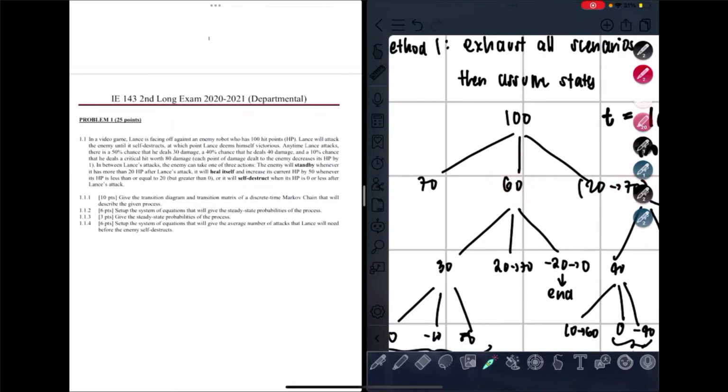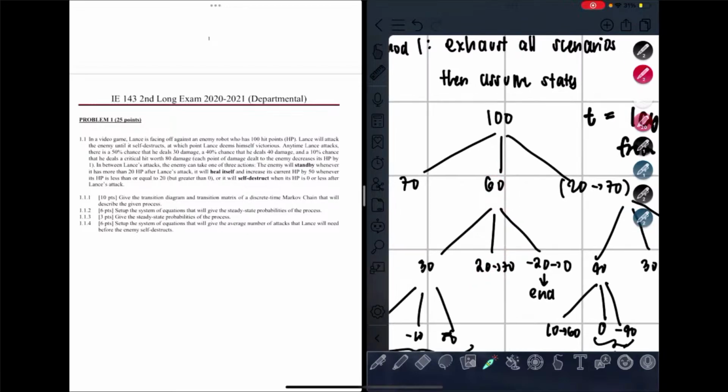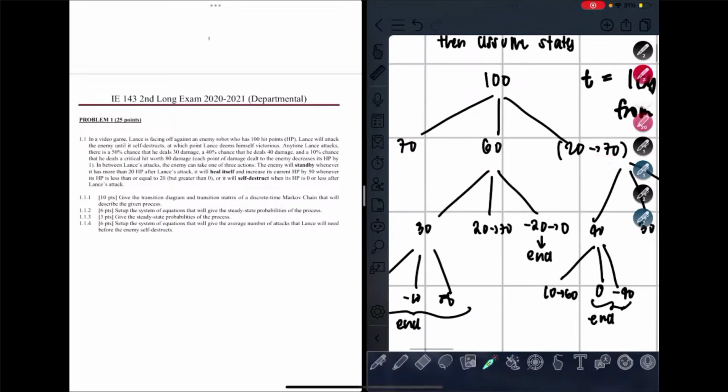So from 60, you can either deal 30 damage, so magiging 30. And as a response, since it's greater than 20, the robot does nothing. Pwedeng from 60, you deal 40 damage and becomes 20. We found out from previous that just means na mag-respond yung robot by healing itself, becomes 70. Or deals 80 damage, so magiging negative 20, which is less than 0. So the game ends, or the video game ends, the robot self-destructs.